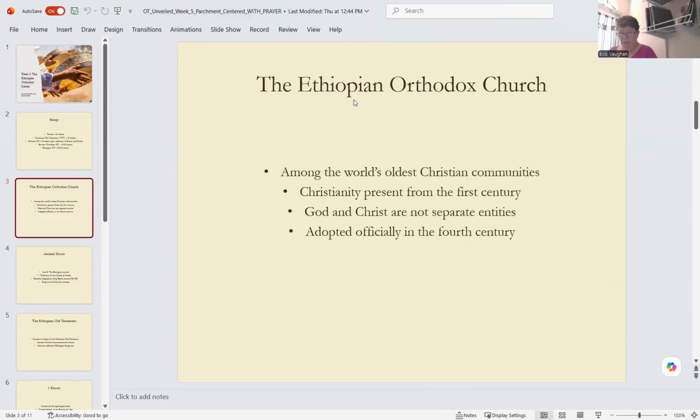And the word Tewahedo means being one or unity. So it refers to Christology, and all Christology means is what is the nature of Christ. They understand that Christ's divine and human natures are united in one nature, without separation, without mixture. Now, you would think that that wouldn't be all that different from what we believe.